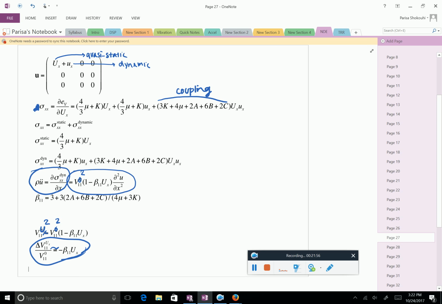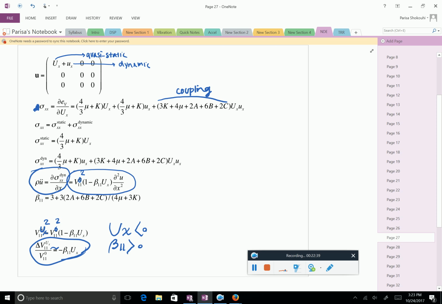Now, increase and decrease is an important thing. So Ux, if it is negative, meaning that we have compression, we expect the velocity to go up. So beta 1 is actually positive. That's why you have this negative there, it's built in. There are other formulations, but at the end, that's important. So acoustoelasticity theory predicts a linear relationship between relative velocity change and quasi-static stress.